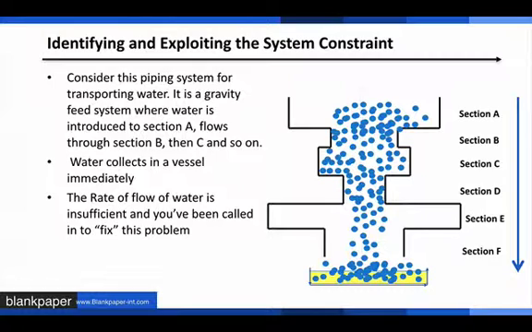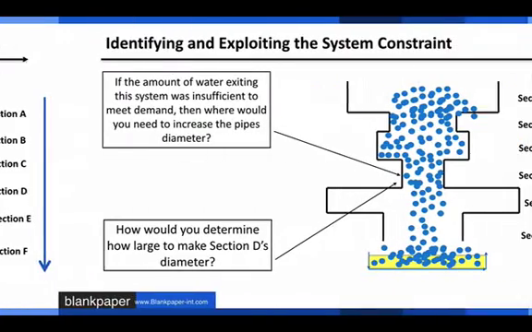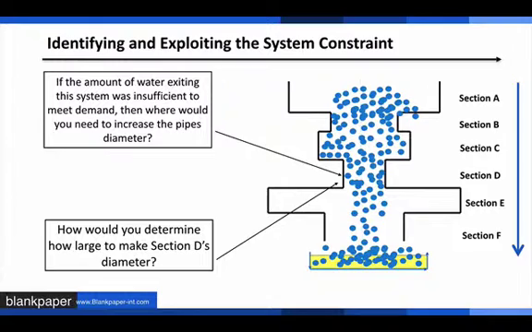Now typically in business improvement we're asked to come in and fix a process. This pipe is representing a process, and we have to come in and work out and decide how we're going to fix this problem. So the first thing we need to do, as long as the amount of water exiting the pipe is insufficient to meet our market demand, then where would we start? Well, we would start at what we call the system constraint. And the system constraint, the thing that's restricting our flow of water in this case, is section D.